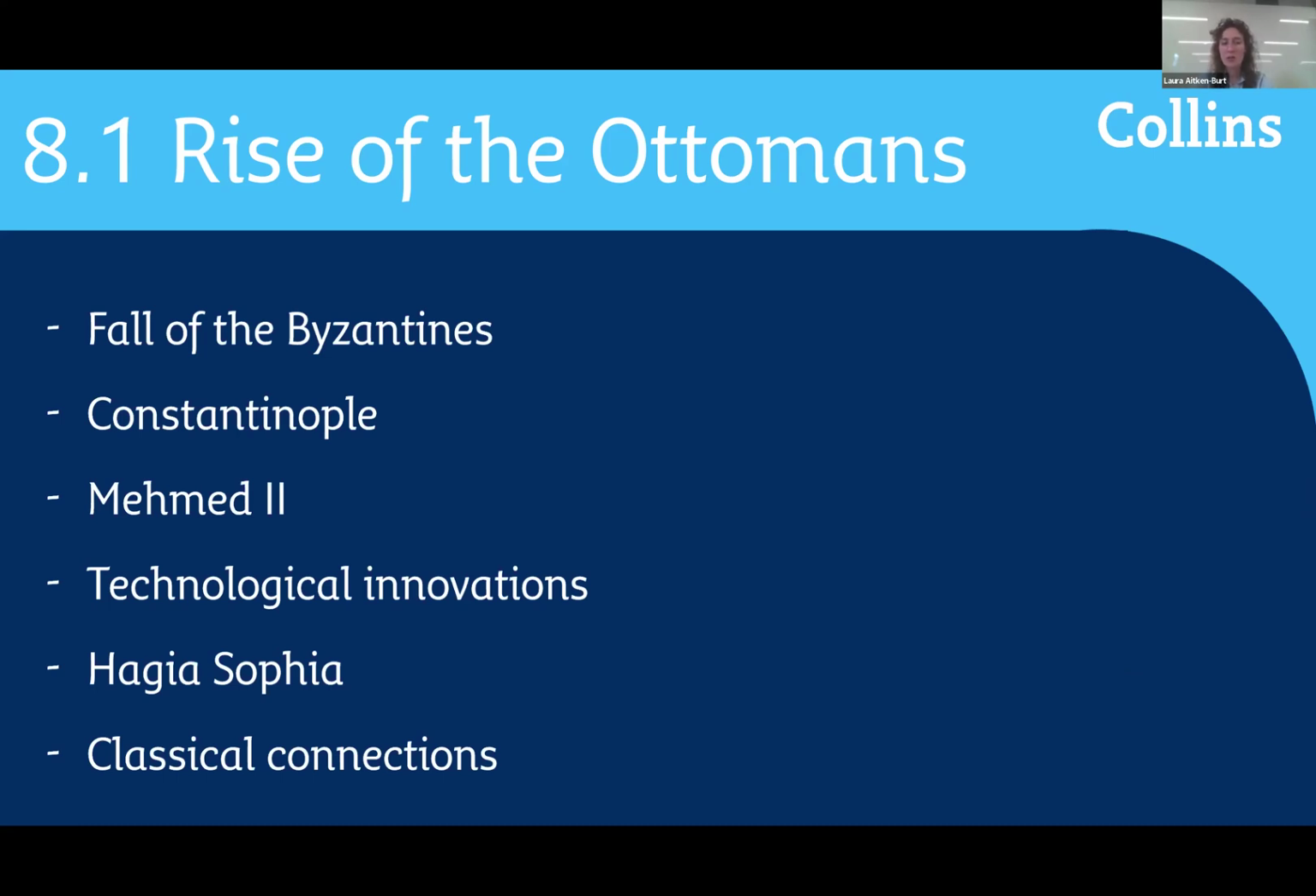Another good site that you can look at is the Hagia Sophia, which is an amazing building in the center of Constantinople. You can think about how important it was for the Byzantines as a place of worship, and how it eventually gets turned into a mosque when Mehmed takes it over.